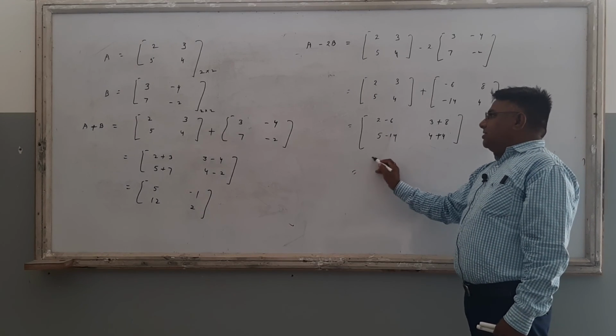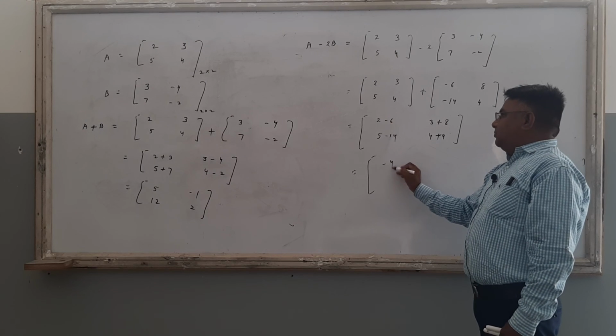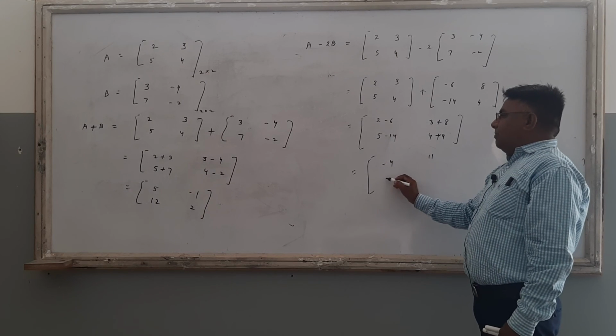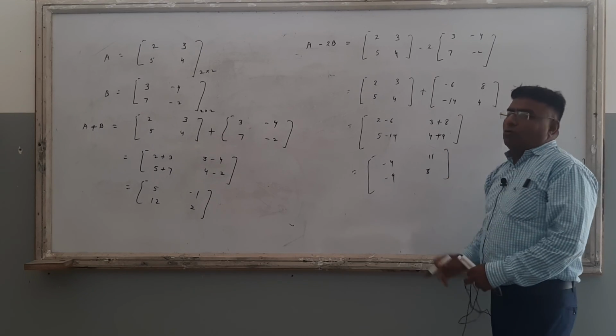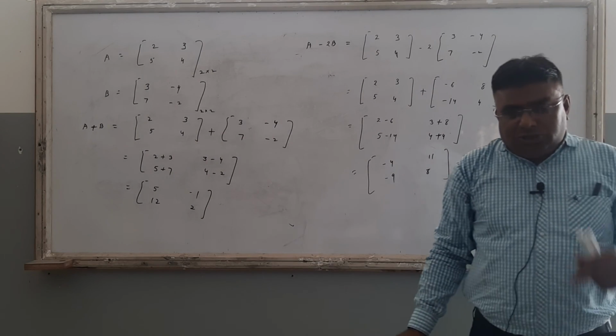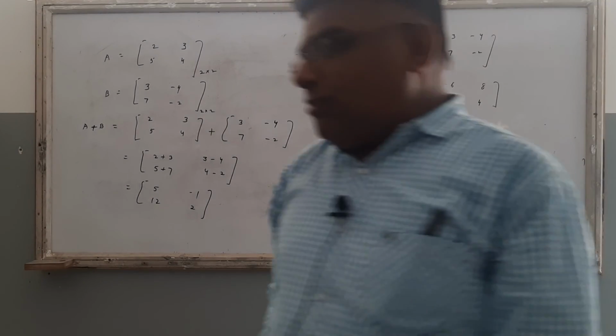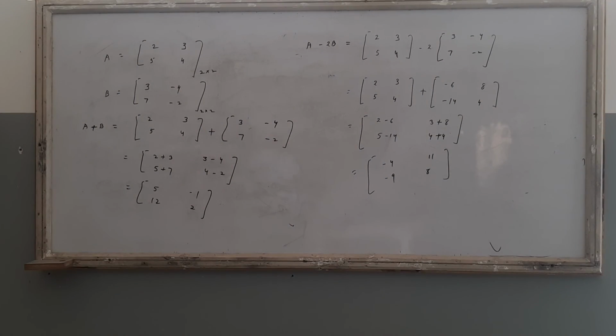So now the result: 2 minus 6 is minus 4, 8 plus 3 is 11, 5 minus 14 is minus 9 and 4 plus 4 is 8. That is the value of A minus 2B. So sum of two matrices and difference of two matrices: adding corresponding elements, small a11 is added to small b11, small a12 to b12, small a21 to b21, small a22 to b22. Okay student, so thank you.